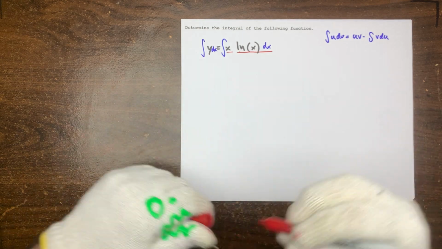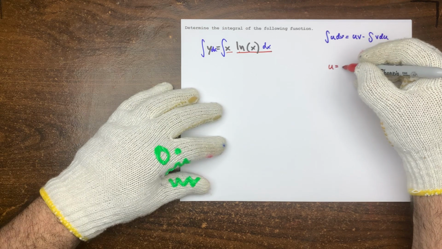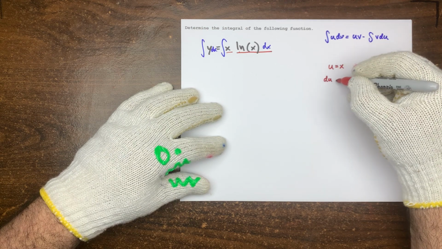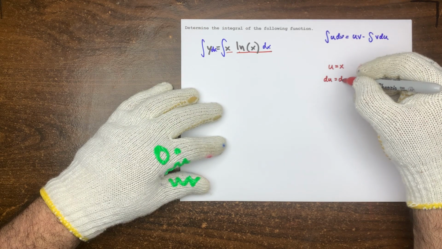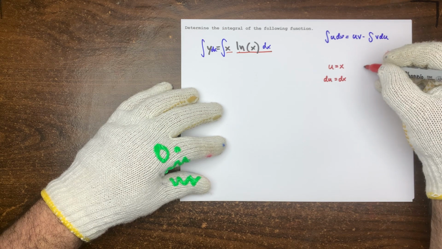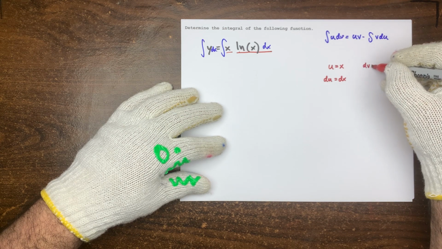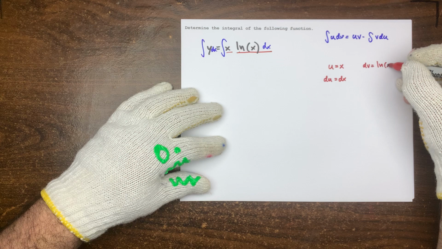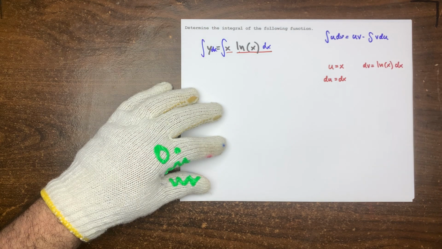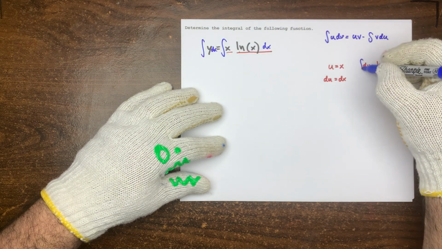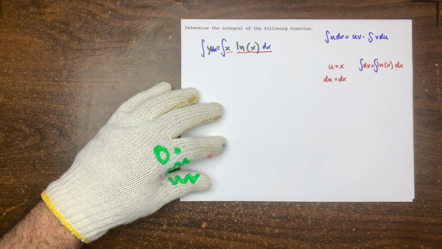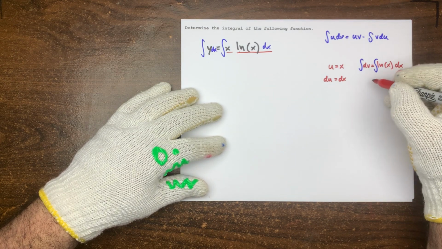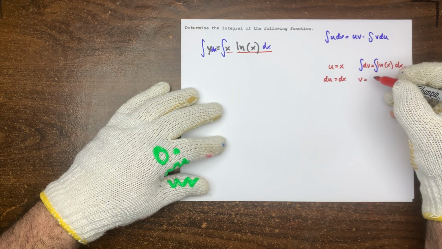So let's write it down here. u is equal to x, so du is equal to dx. And then dv is equal to ln of x dx. So we need to integrate that, and I'm embarrassed to say I don't know what the integral of ln x is off the top of my head. I'm going to have to look it up.